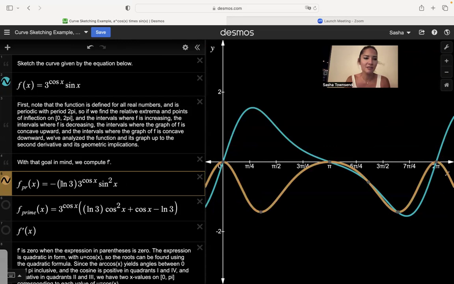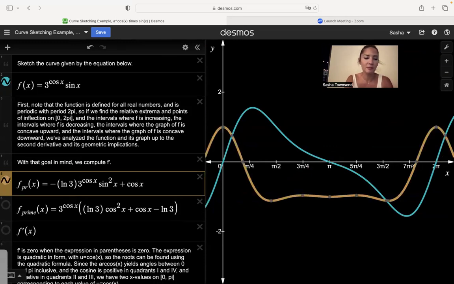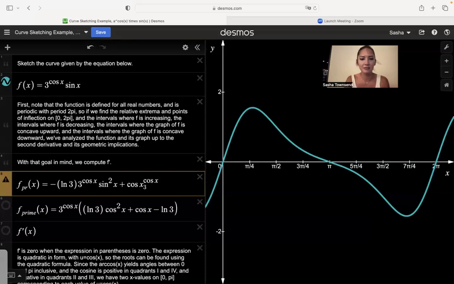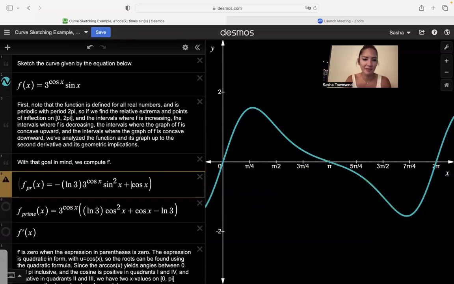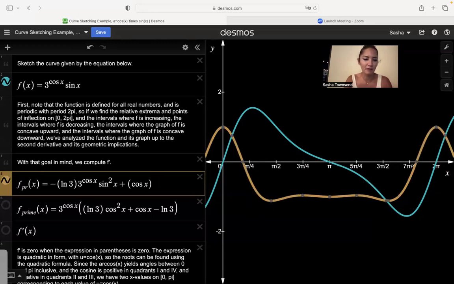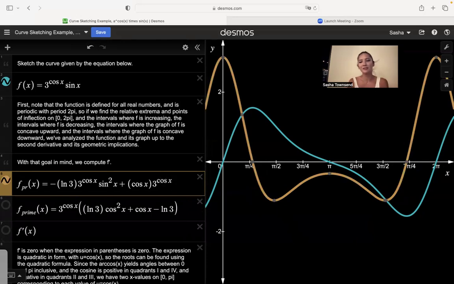So that's the derivative of the first times the second. And then we add the derivative of the second times the first. Derivative of sine is cosine. And then we'll multiply by that 3 raised to the cosine of x. Whoops, I wrote that 3 like a subscript. Sorry about that. We get cosine of x times 3 raised to the cosine of x. And so that's our derivative.